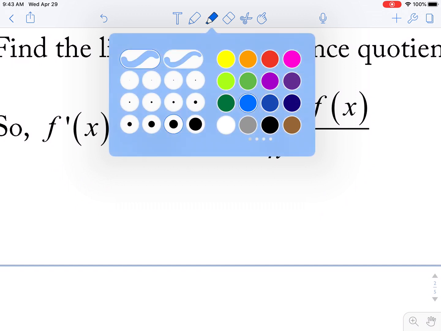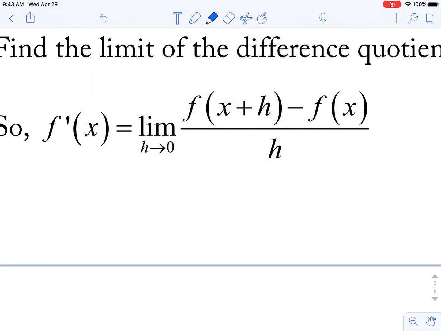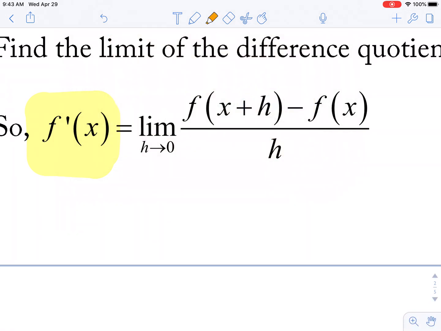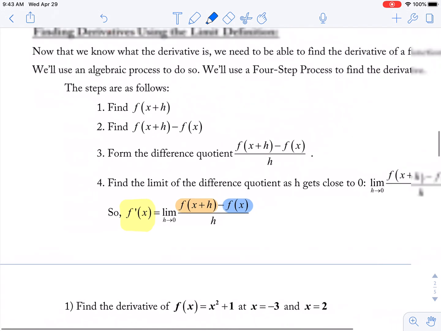So the definition listed here is f prime of x. Remember, f prime of x is how you state a derivative. It's the limit as h approaches 0 of f of x plus h, which is the function when you plug in x plus h into it, minus the original function f of x. So it's really a 4-step process, and it's basically a bunch of algebra, and we're going to cancel things out that we've already practiced the last few weeks.